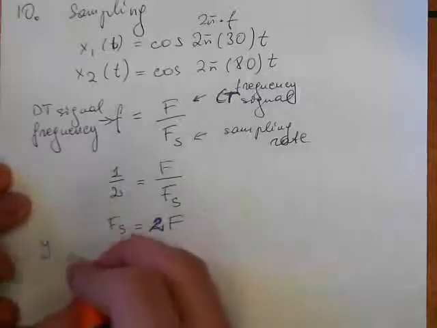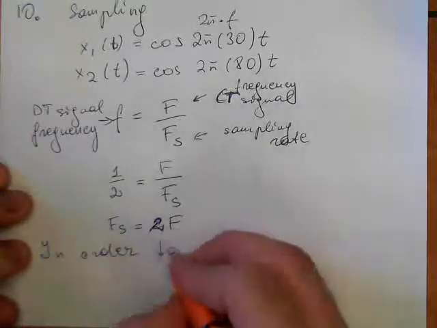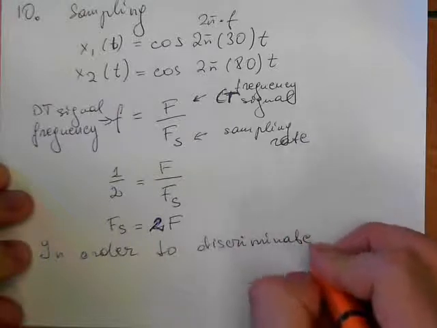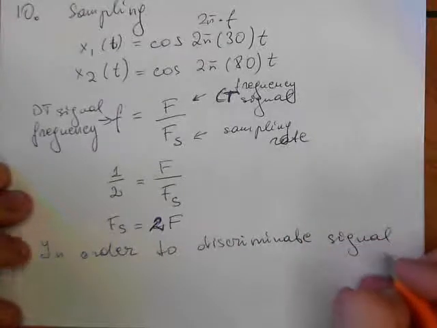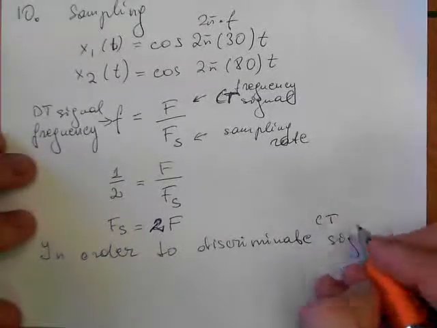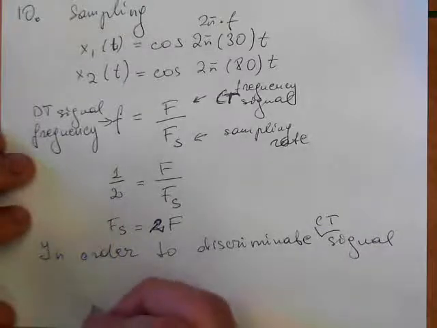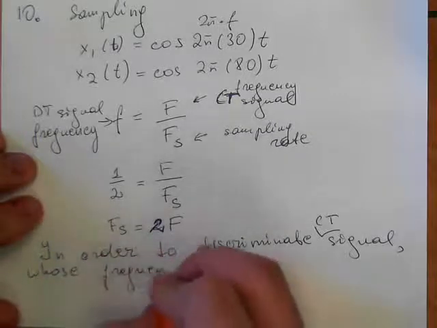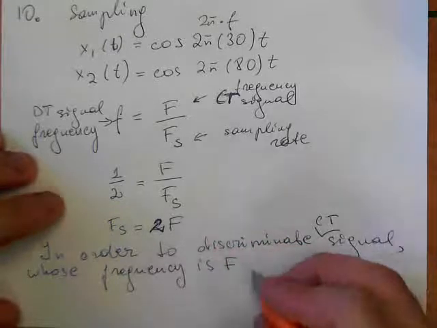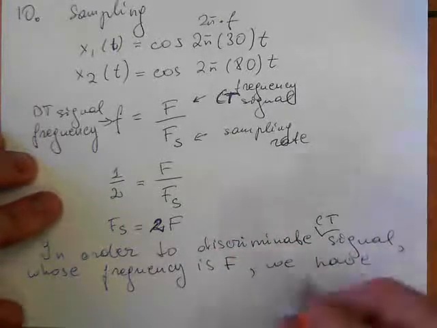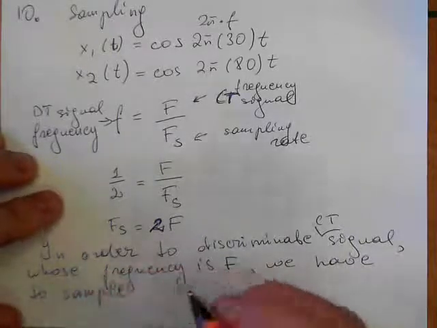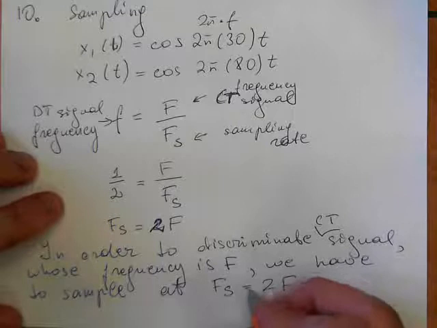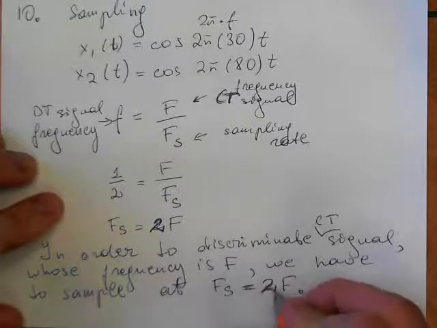So in order to discriminate a continuous time signal, CT signal, whose frequency is capital F, we have to sample at a sampling rate which is equal to 2f. So sampling rate has to be equal to 2f.